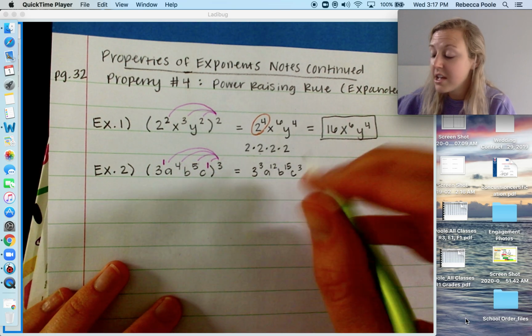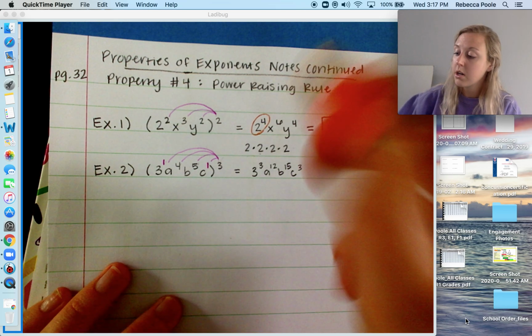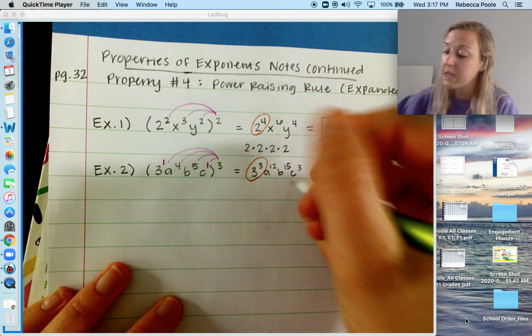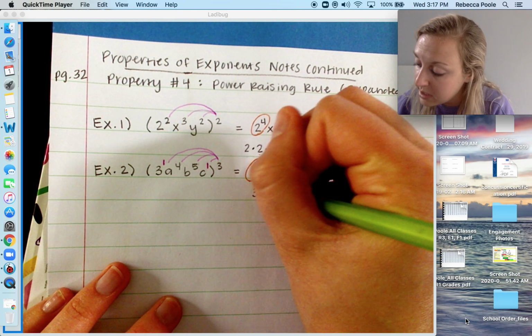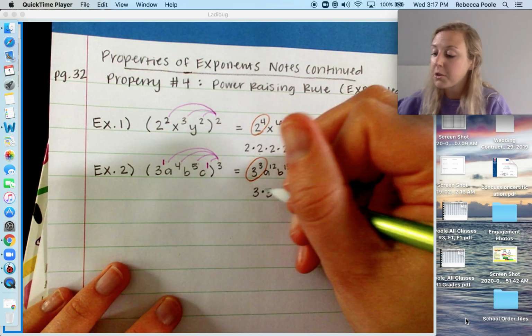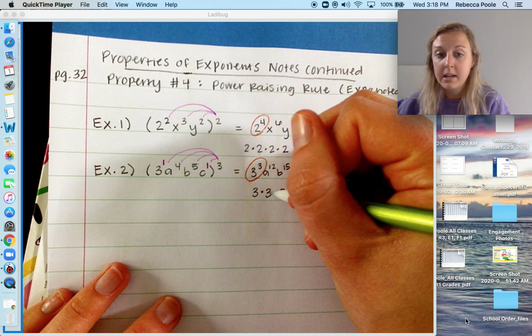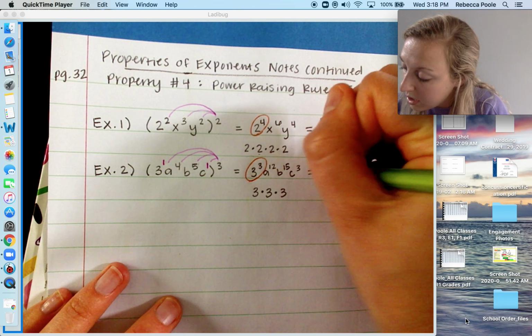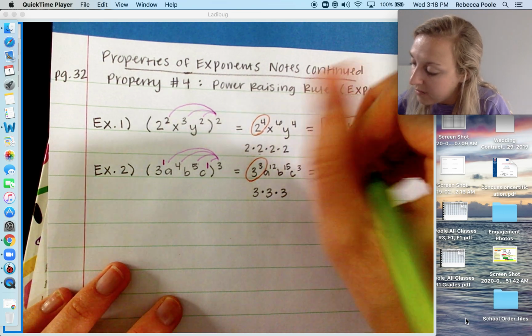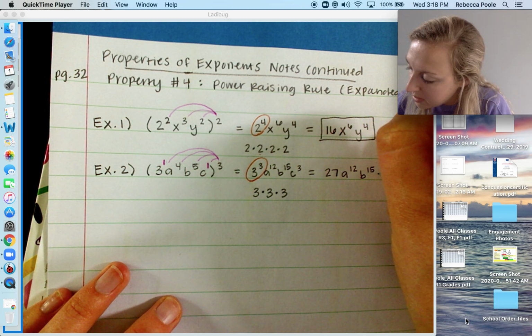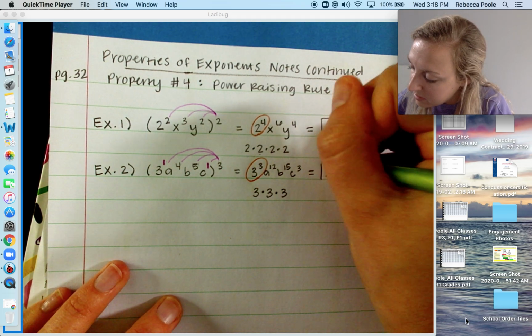We're not done yet. So now, remember, this 3 out front is a coefficient. We should be able to do 3 cubed. That means 3 times itself 3 times. Okay? So 3 times 3 is 9. And then if I take 9 times 3, you should get 27. A to the 12th, B to the 15th, C to the 3rd. And this is my final answer.